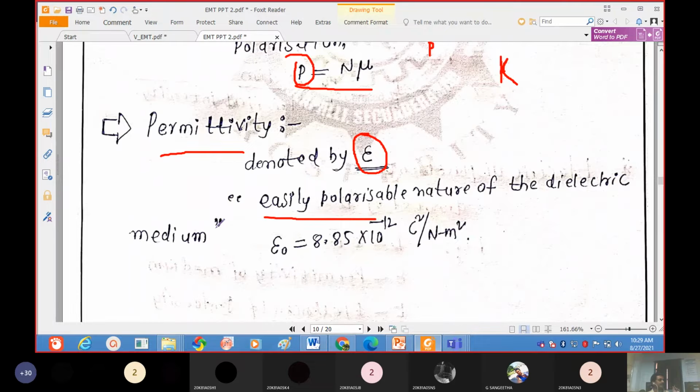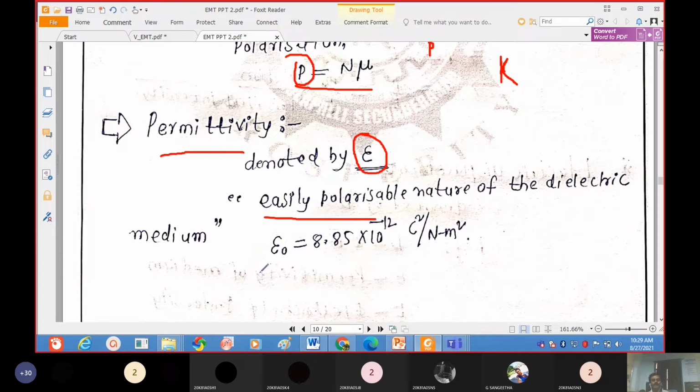If permittivity is very high, polarization takes place very easily. If permittivity is low, polarization takes place very hard. That means for getting the polarization, we have to apply a very huge amount of voltage or electric field. So that's why, if permittivity is high, it is easily polarizable.